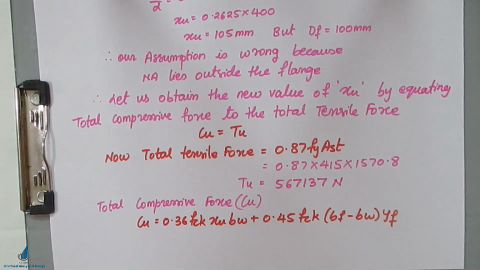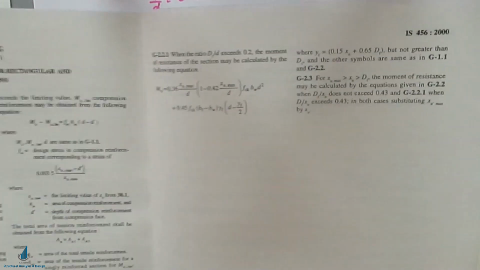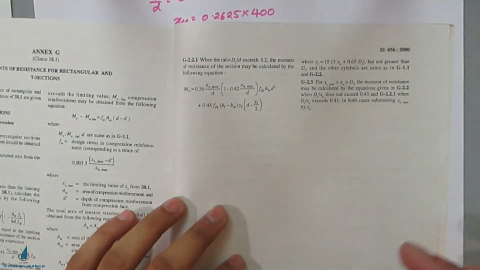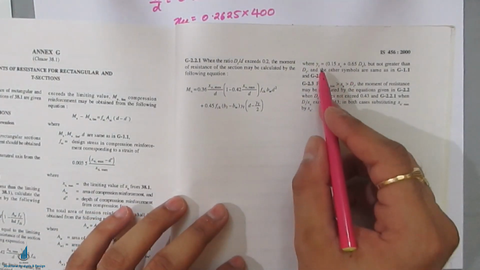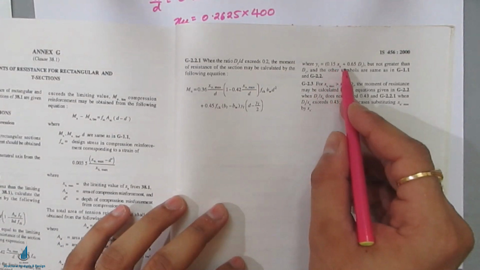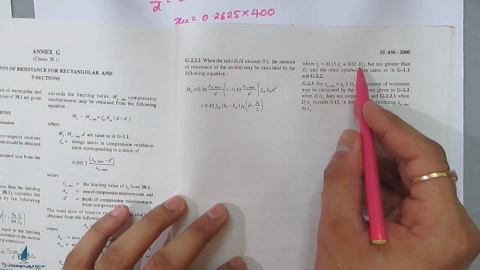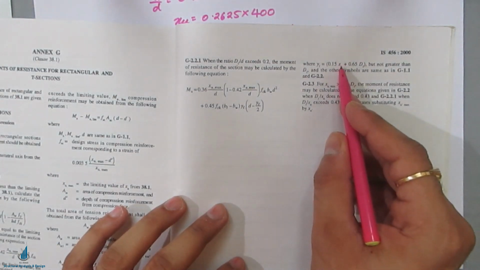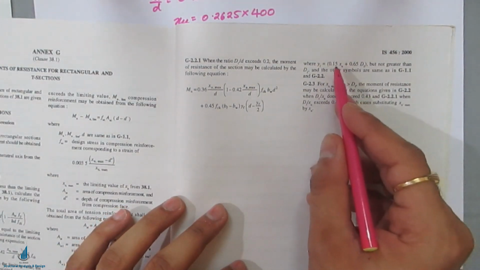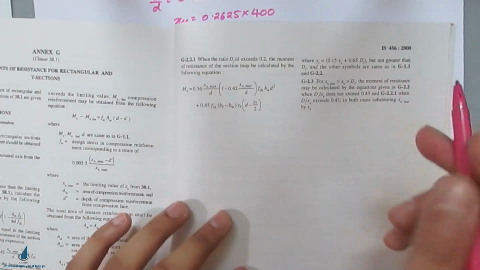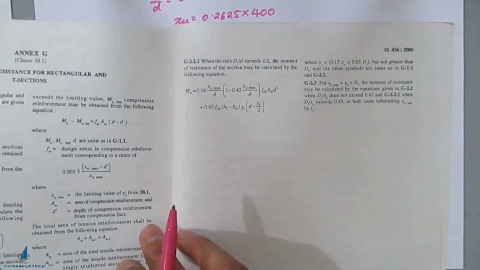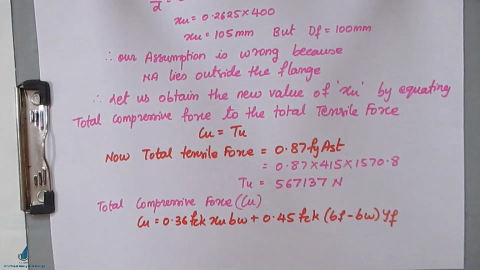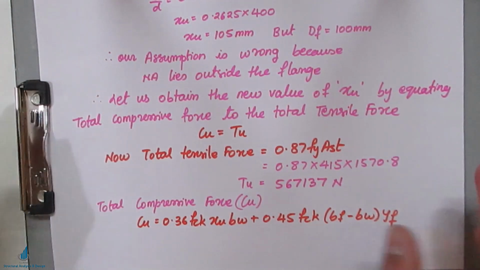Now we shall get back to page number 97 of IS 456. In page number 97, everything they have mentioned, where YF equal to 0.15 XU plus 0.65 Df, and XU we have to calculate. Okay, so first you can just calculate YF in terms of XU, then you can substitute in the Cu formula, and you can equate it to total tensile force.